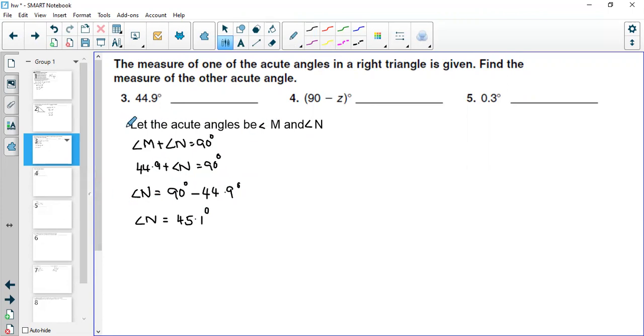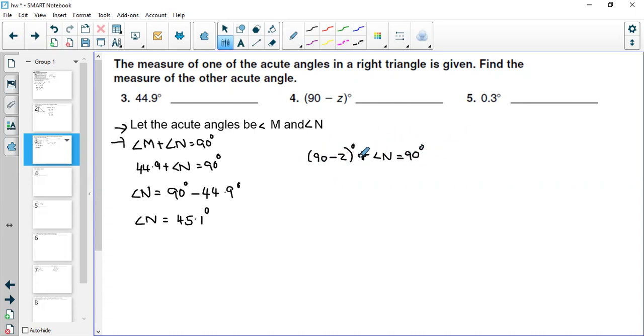Now these 2 steps are common for all. Now I will start from the 3rd step, right? So I am keeping the same, but here there is Z, so you need to name that as Z. So starting here, let me write 90 minus Z plus angle N equals 90, right? So that means angle N is going to be 90 minus 90, right?